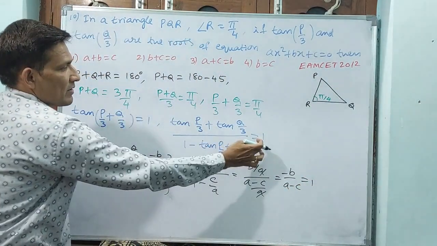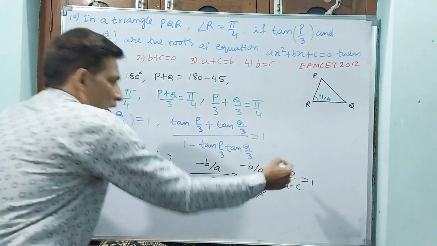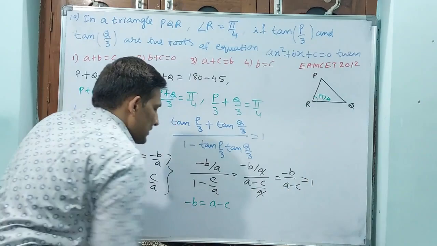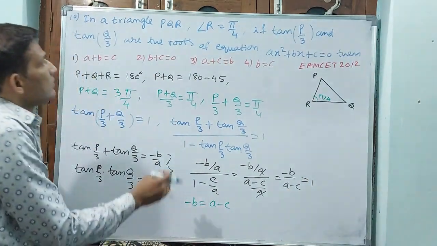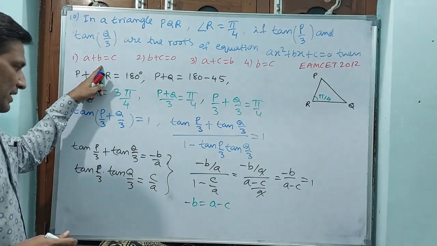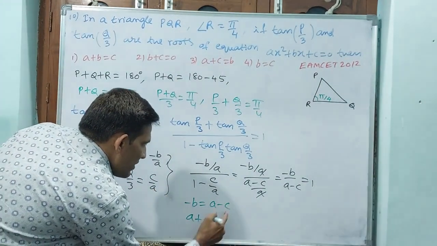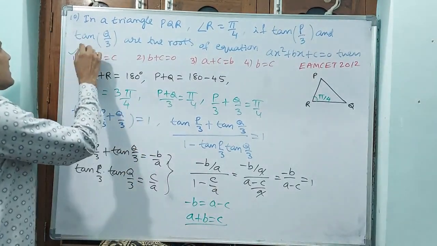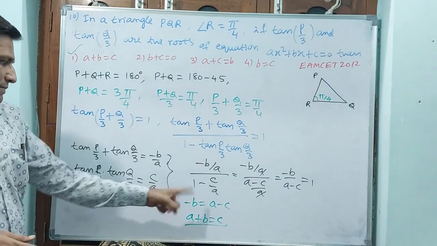Now you see, minus B is equal to A minus C. I have sent this to that side. Now you see, A plus B is equal to C. You send A and B to that side, then C to this side. A plus B is equal to C. I think this is the correct answer. Okay, A plus B is equal to C.